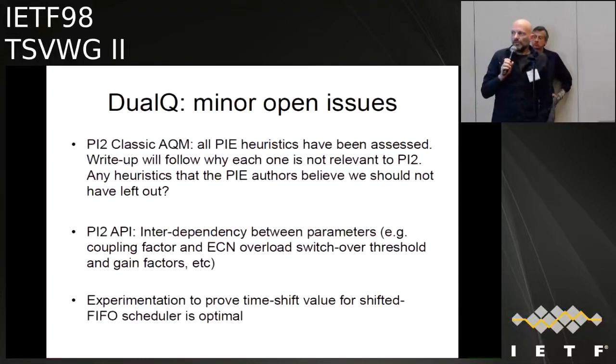Another thing that is ongoing is the pi square API. That means the configuration for pi square, currently also in pi enhanced. It lines up with the pi enhanced parameter settings for the Linux implementation. But there are quite some dependencies between parameters. For instance, if you change the update time, you also have to change the alpha factors, and there are a lot of things you need to know. We want to simplify it and make them independent.